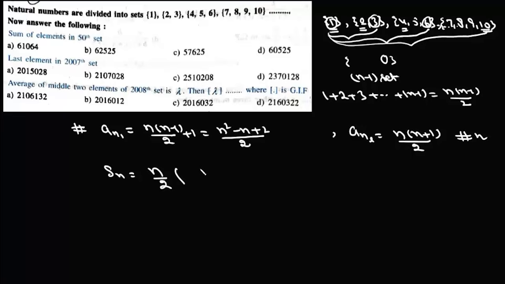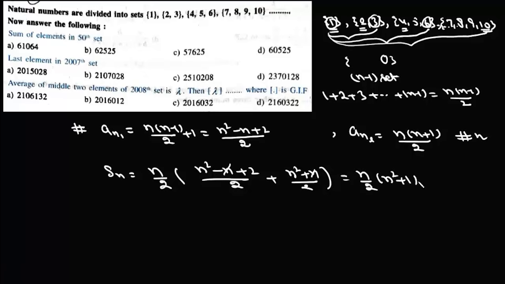Now a plus l will be (n square minus n plus 2)/2 plus (n square plus n)/2. Now this n and n will cancel. Now this is 2n square plus 2, so we'll get this as n/2 into (n square plus 1).